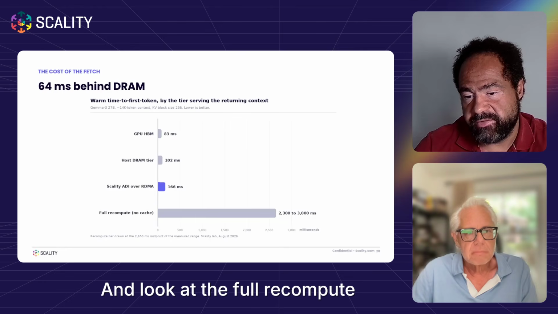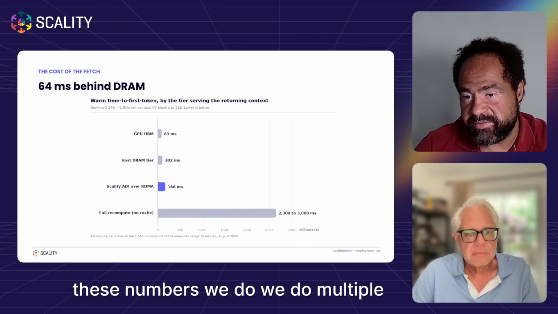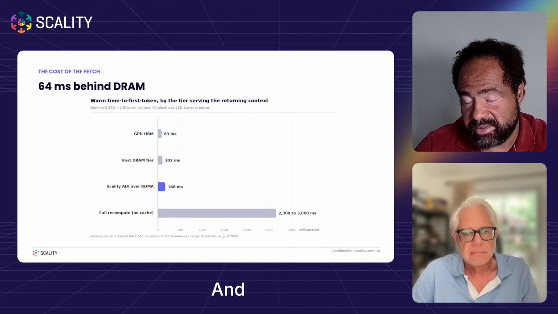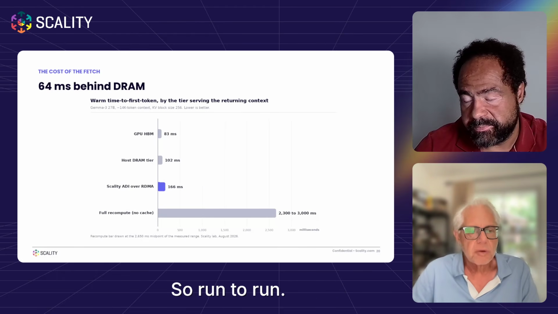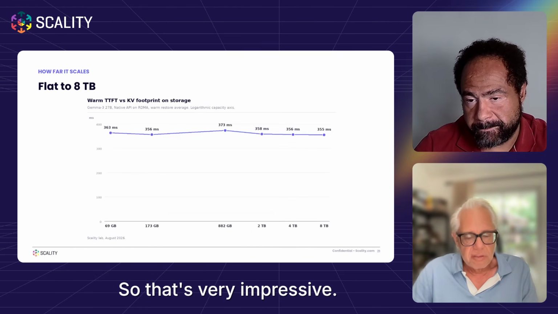Yeah. And look at the full recompute cost. We have a range because to get these numbers, we do multiple checks and we average the result. And there was a big variance in recompute time. So interesting. It's a significant variance, huh? Run to run. Okay. Yeah. There's got to be some differences there. All right. So that's very impressive.